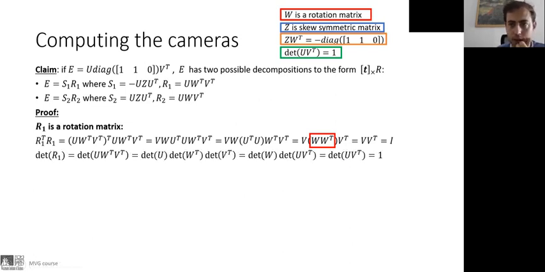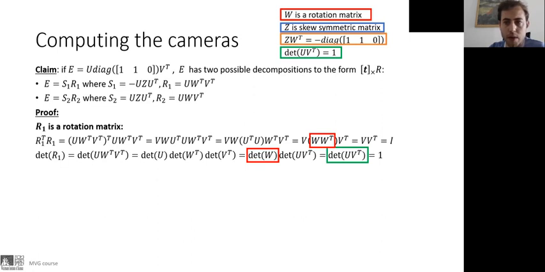And then we need to show that its determinant is 1 and not -1. So we write R1 inside the determinant, and that equals the multiplication of the 3 determinants. Now, W is again a rotation matrix, so its determinant is 1, and we already set the sign such that the determinant of UV transpose is also 1, so we got that the determinant of R1 is 1, as required.